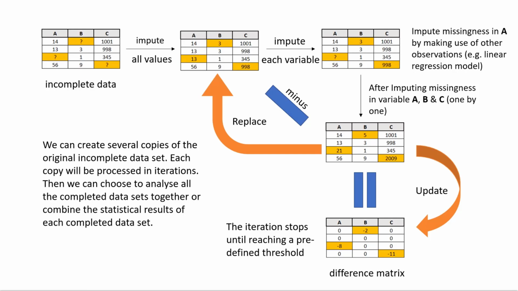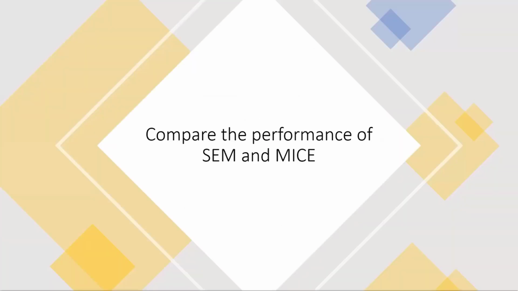Compared to single imputation, multiple imputation improves accuracy by factoring in other variables in the data to make better predictions about the potential true value of a missing value. And that is why MICE assumes that the data is missing at random. In our simulation study, we compared the performance of these two approaches.